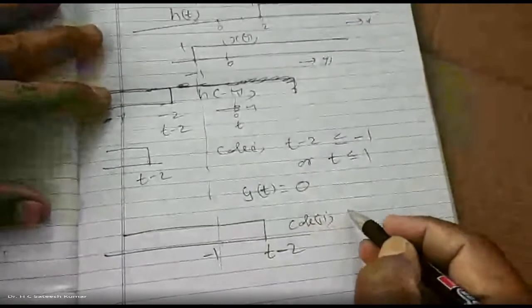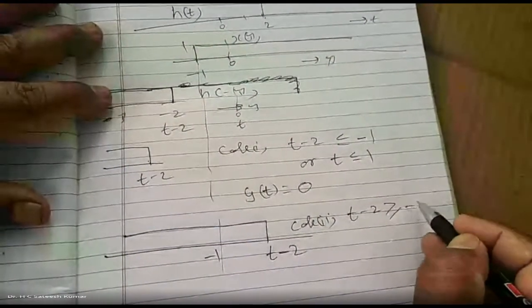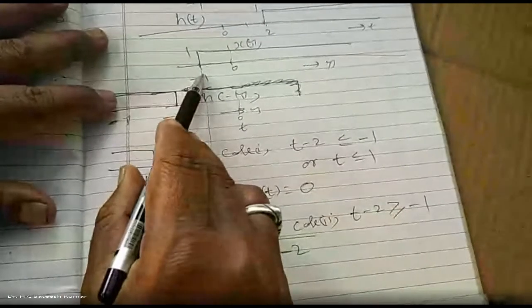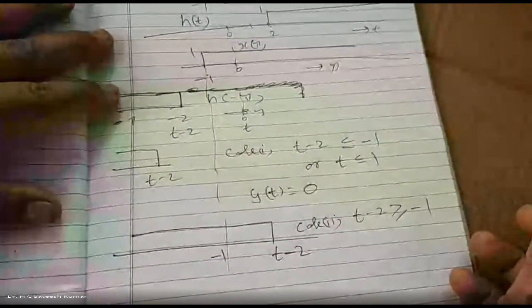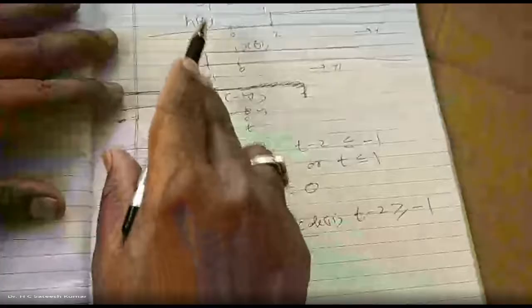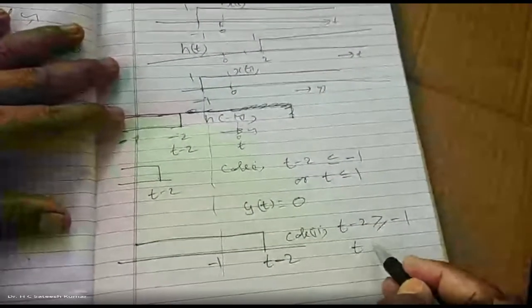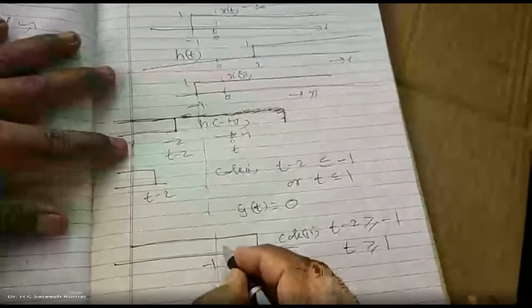So case 2 is t minus 2 greater than or equal to what? Minus 1, because overlapping starts from minus 1. Until minus 1, it is 0. After minus 1, area goes on increasing. So this set is nothing but t minus 2 greater than or equal to minus 1, or t greater than or equal to 1. Y of t is equal to, so this is overlapped area.